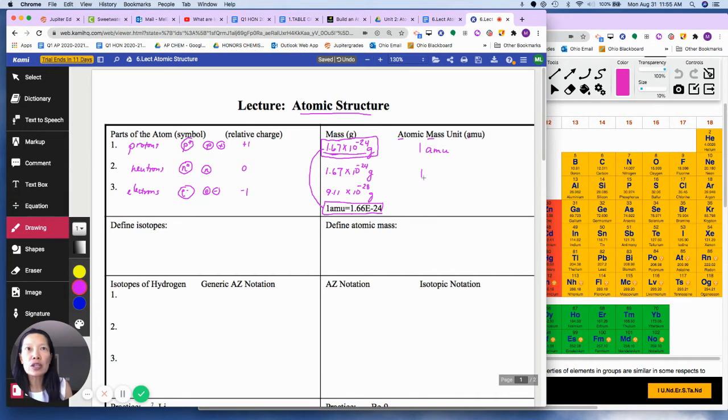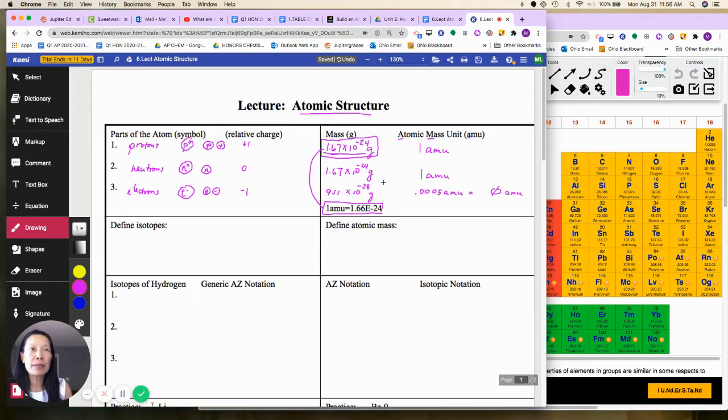A neutron is 1 AMU. And since an electron is 10,000 times smaller, it's 0.0005 AMU. It's pretty much 0 AMU compared to the protons and the neutrons. So now you understand what the mass is of the atom.